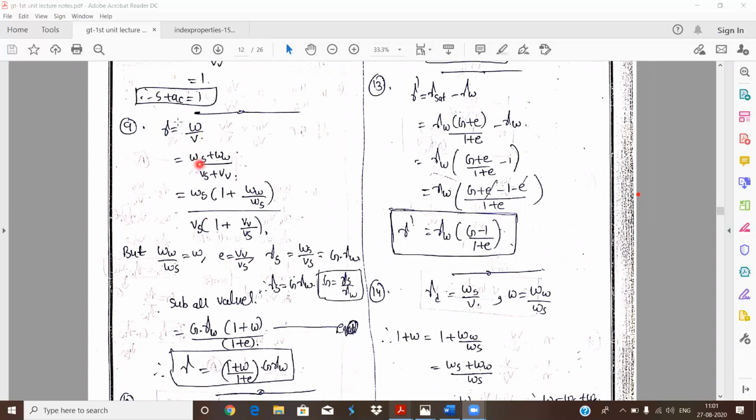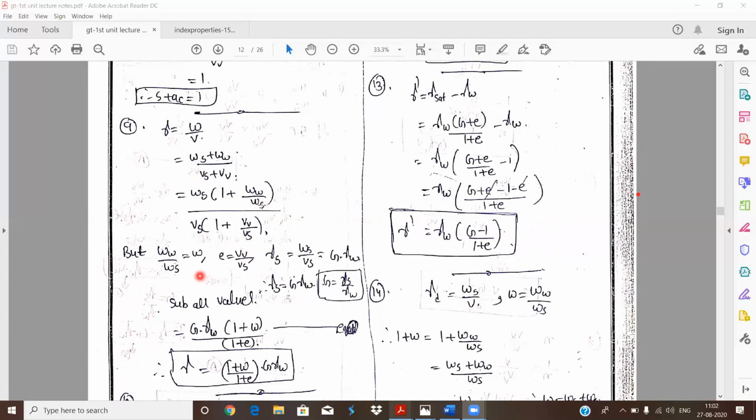First, the bulk unit weight is the ratio of weight by volume. The weight constitutes the weight of solids plus the weight of water, and the volume is the volume of solids plus the volume of voids. Taking Ws common in the numerator and Vs in the denominator, we get the expression.